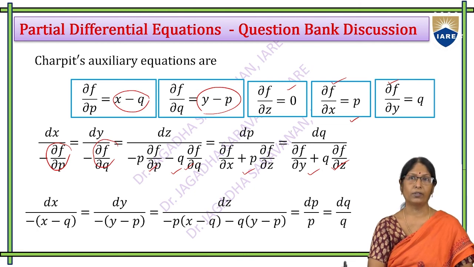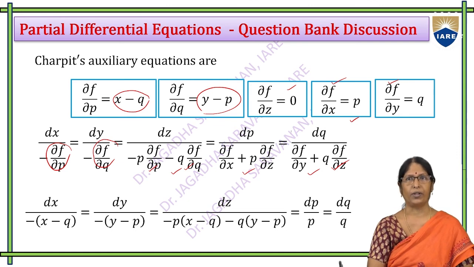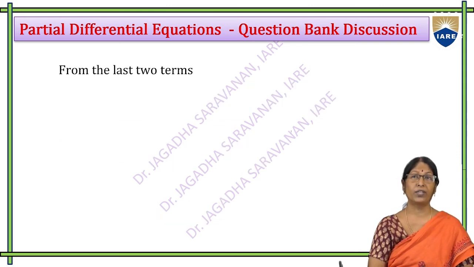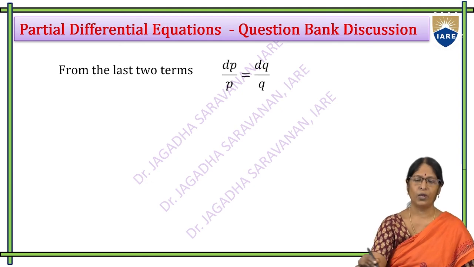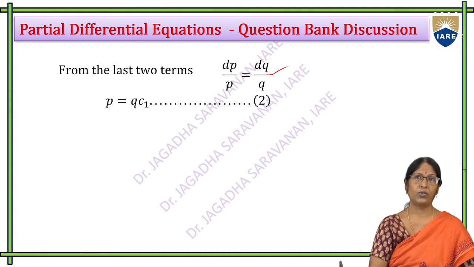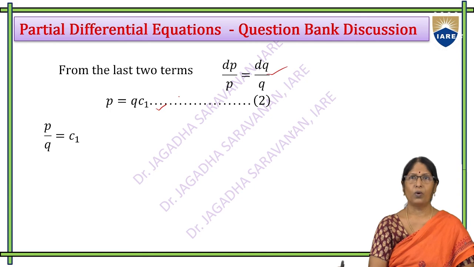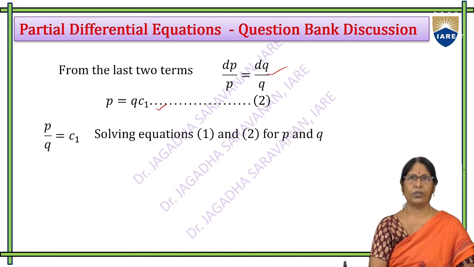Now our aim is to find p and q. Among the 5 members, we can take any 2 members which are easy to integrate. On that basis we look at the last 2 terms, which are very easy to integrate. We do the integration and obtain this result, and now we put it in simplified form.